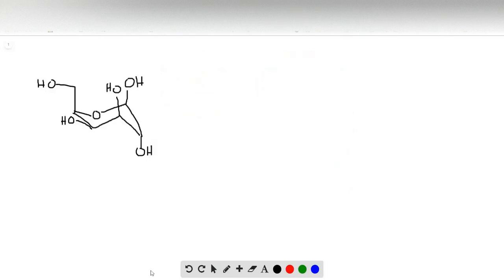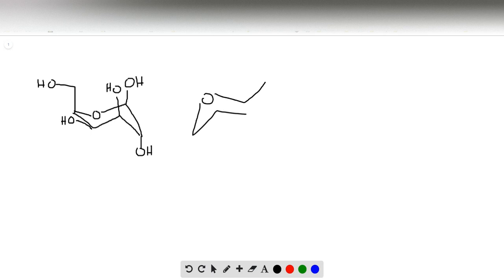I started by redrawing galactose in one of its chair forms. Let's go ahead and draw the other and compare which is going to be more stable. So the oxygen is still here, and this alcohol is still going up relative to the hydrogen. All you do when you change chair forms is switch all the positions from axial to equatorial and vice versa.